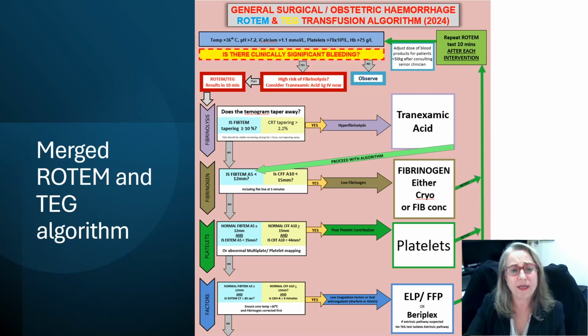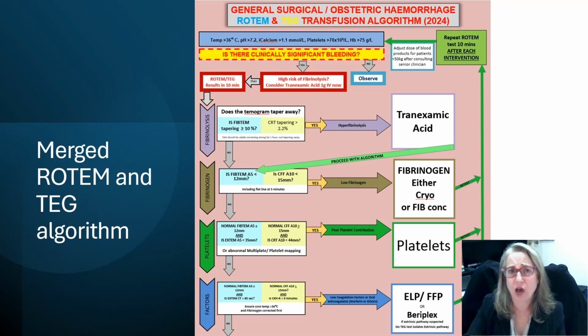Platelets, now we're thinking about platelets. Do we meet those criteria? Perhaps there's a poor platelet contribution. There are other tests such as Multiplate and platelet mapping, and then we can give some platelets if needed. Then you check it again, retesting, going up and around the algorithm, and almost always it will now be normal and the bleeding will be settled.